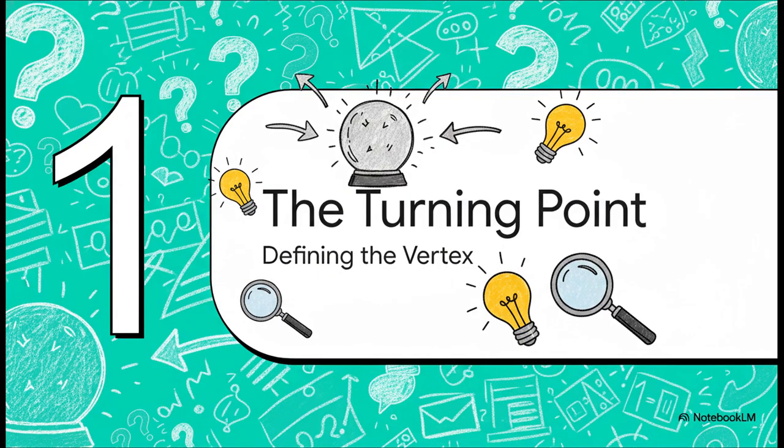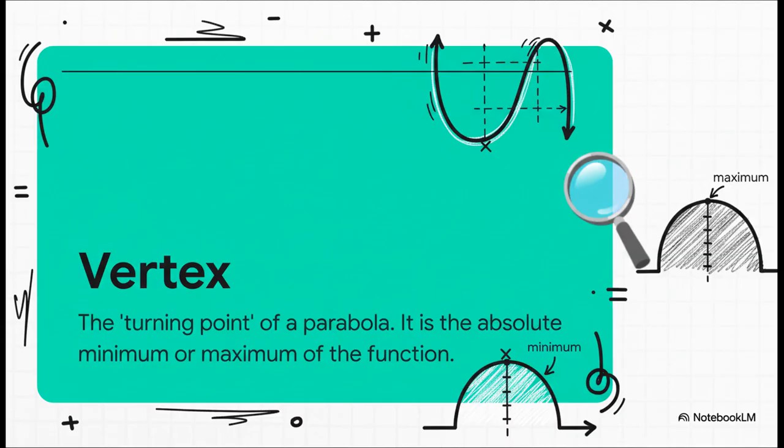All right, first things first. What exactly is this point that we're so focused on finding? The vertex is, in the simplest terms, the turning point of the parabola. You know, if the U-shape opens up like a bowl, the vertex is the very bottom, the lowest point it can possibly go. And if it opens down like a hill, the vertex is the peak, the absolute highest point.